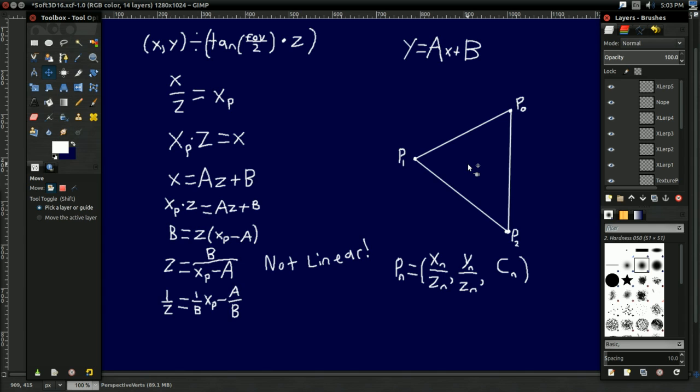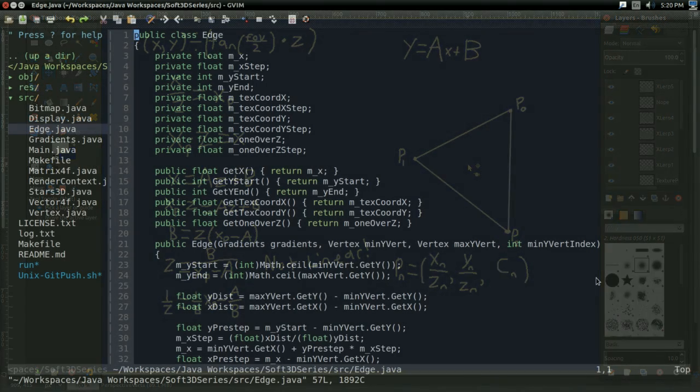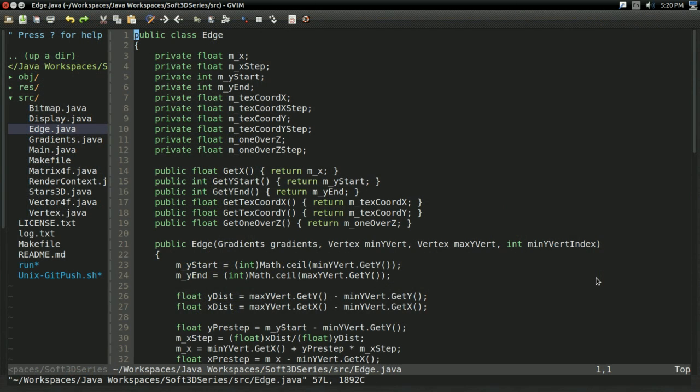And that is the secret to perspective correct texture mapping, and the secret to just perspective correct interpolation in general. So, I went ahead and did a lot of the stuff in Edge and Gradient off-screen, because that's the same thing we do for every new interpolant.